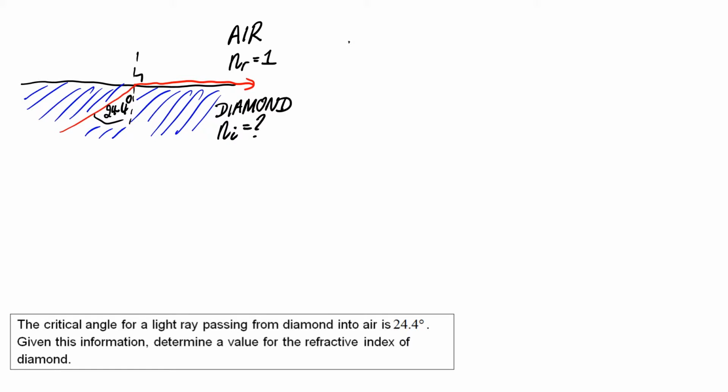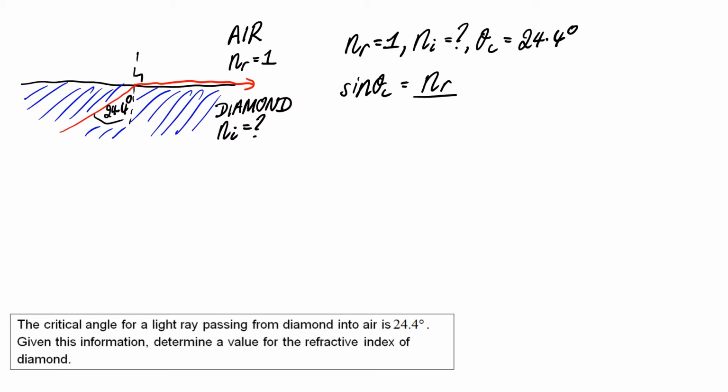Now in this case, the refractive index for air will be 1, and the refractive index for diamond is what I'm trying to find, so I put a question mark there. So I'm writing down what I know and what I'm trying to find, and then from there I'll start off by using the same formula I did in the previous example, except this time I'm going to need to rearrange that to make Ni the subject, because that's what I'm trying to find in this case. So I rearrange it and I get Ni equals Nr sine theta c, sorry, divided by sine of theta c.